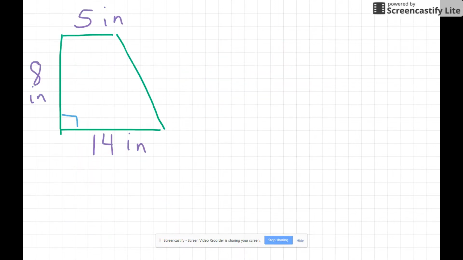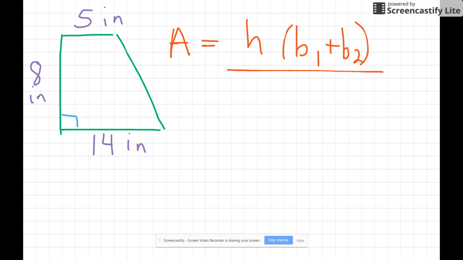So let's practice and sing our formula. The area of a trapezoid is easiest to do. It's the sum of the bases times the height divided by 2.